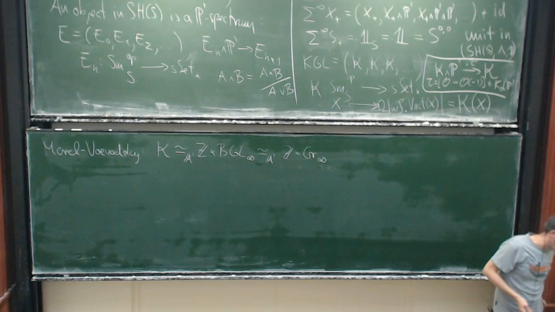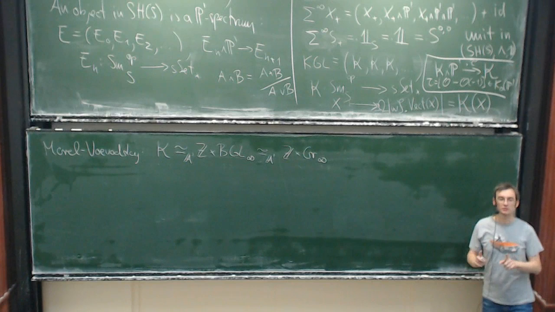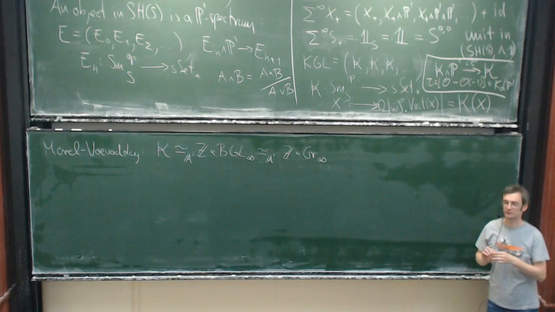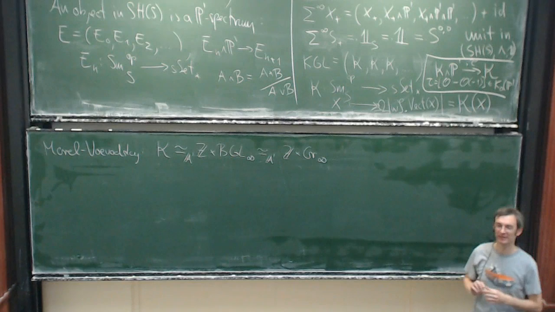Shall I give more examples of P1 spectra, or are we at a level where I should actually explain more about the homotopy theory of these objects? I should go to some homotopy theory.